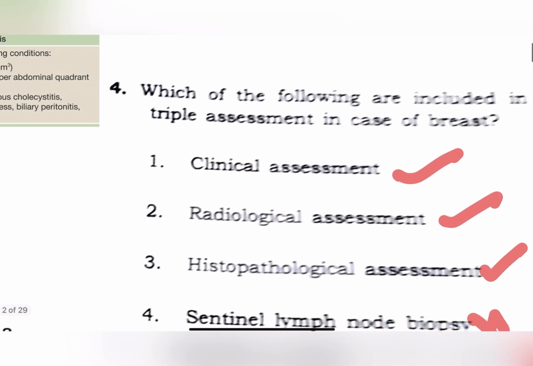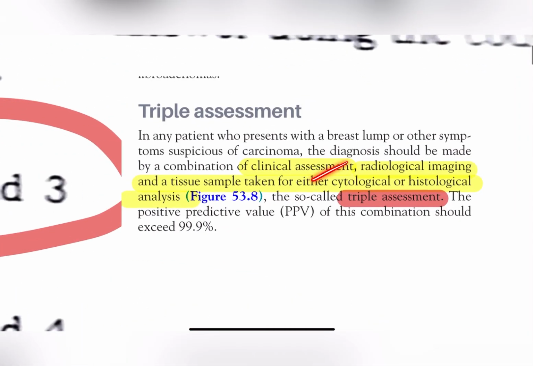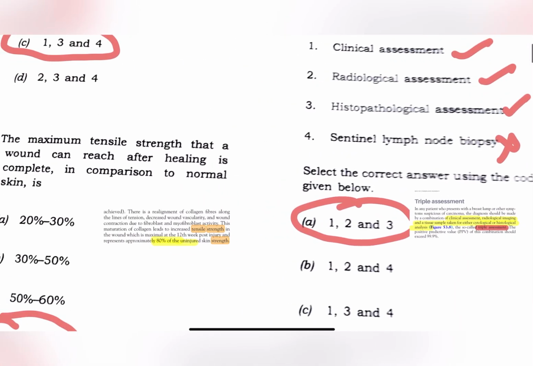Then in the fourth question, which of the following are included in triple assessment in case of breast? So we have clinical, radiological, histopathological. Clinical, radiological and or cytological. There is no sentinel lymph node biopsy. So the answer for this is 1, 2 and 3.